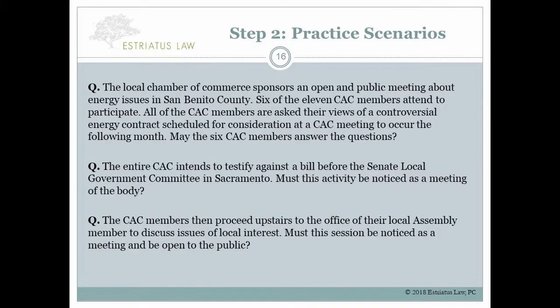Okay. So the local Chamber of Commerce sponsors an open and public meeting about energy issues in San Benito County. 6 of the 11 council members attend to participate. All of the members are asked their views of a controversial energy contract scheduled for consideration at a council meeting to occur the following month. May the 6 members answer the questions?